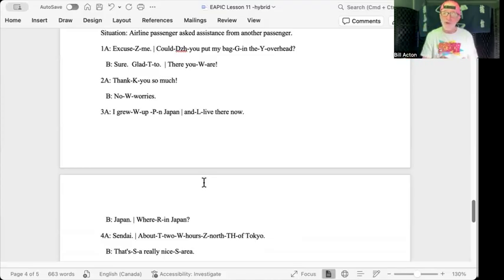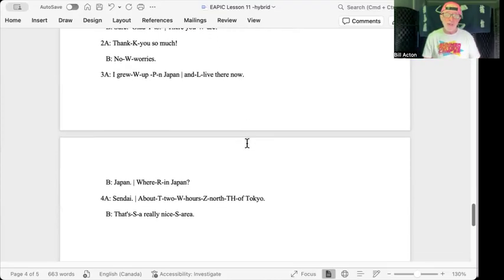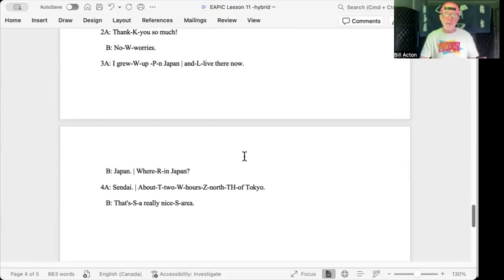Two really, one very fast quick circles there. And live there now. And live there now. The D drops off completely: and live there now. Now, three more lines. Japan.